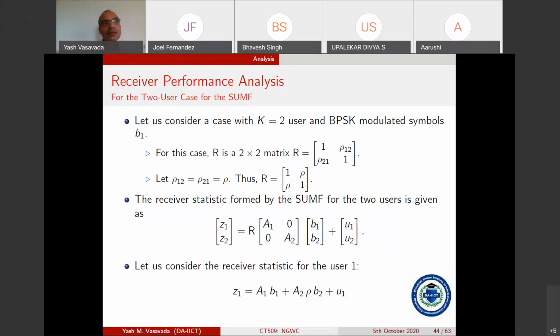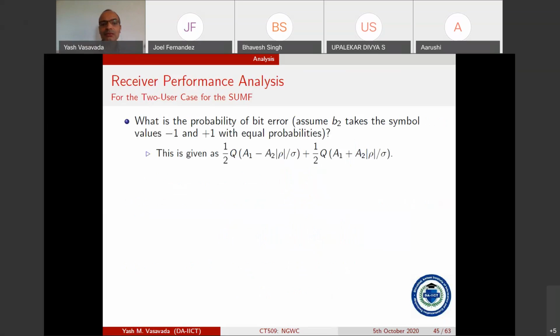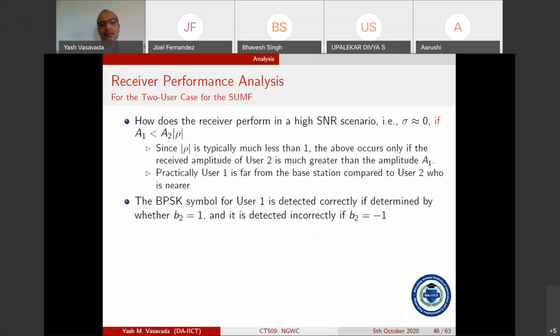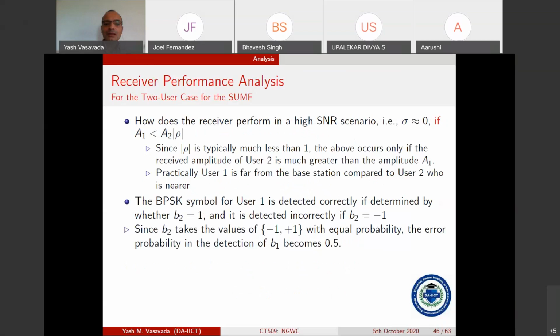Which means that we will always be making an error, because it goes on the other side whenever the signs of B1 and B2 are different. But that happens with probability 0.5. Out of 4 cases, half of the cases are those problematic cases. And so the probability of error becomes 50%, which is useless. 50% is, you can't work with it. So this is the problem of SUMF.